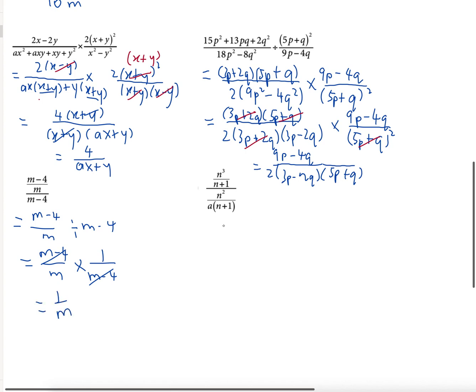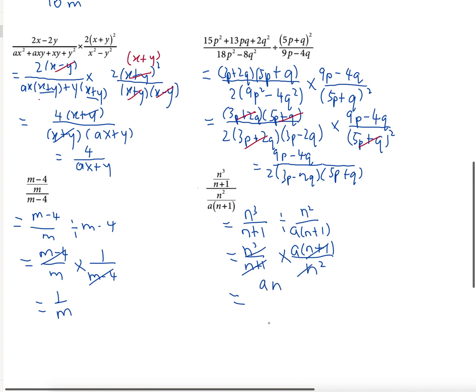So similarly here, we rewrite this divided by, or we can straight away change to multiplication, but anyway. Okay, so we change to multiplication. And the result is a n.